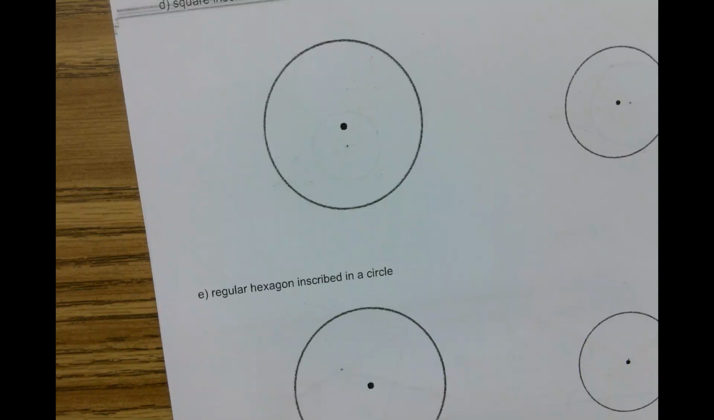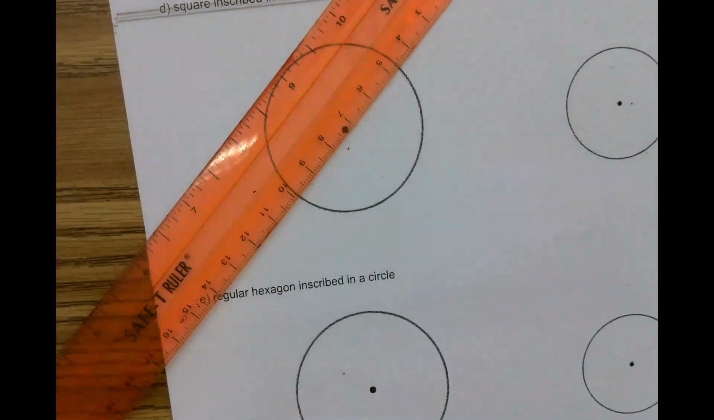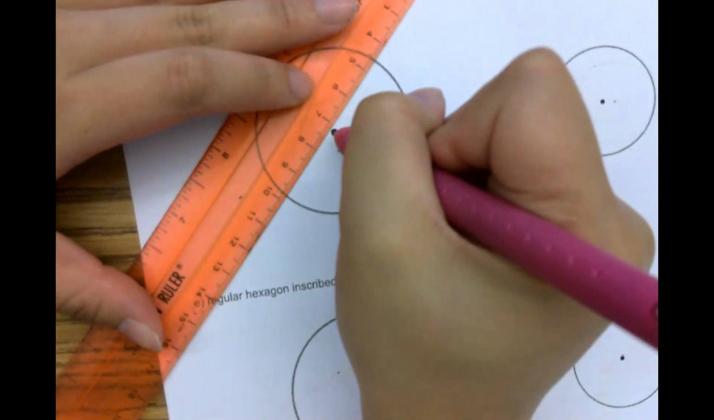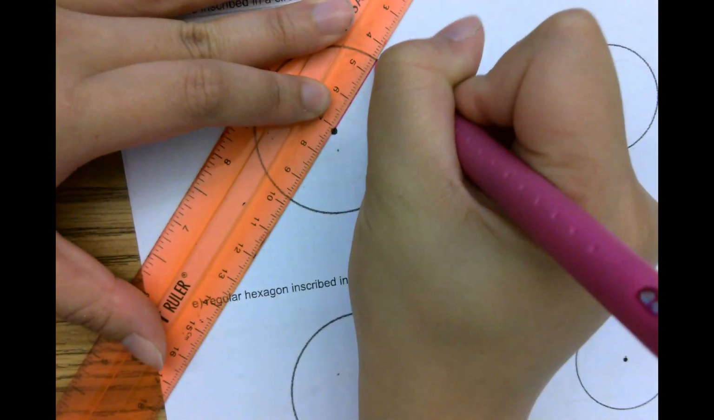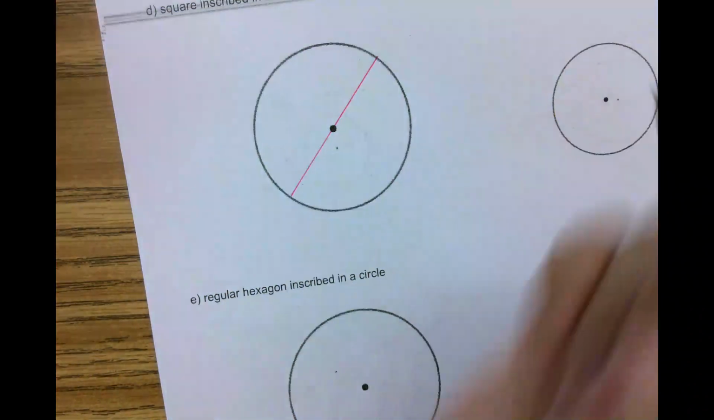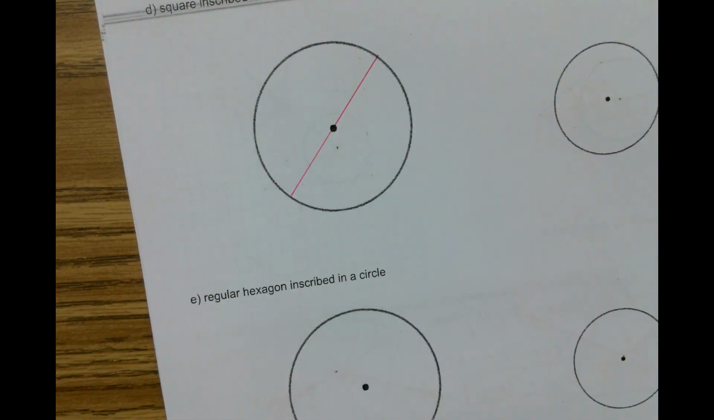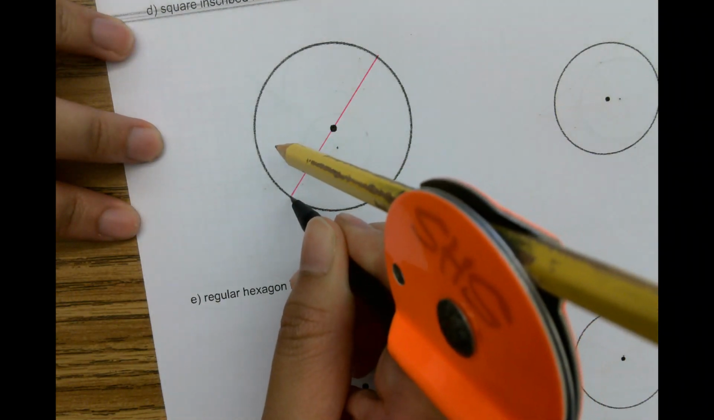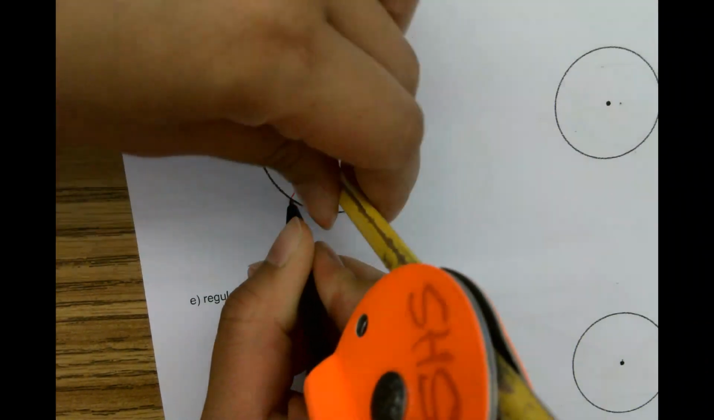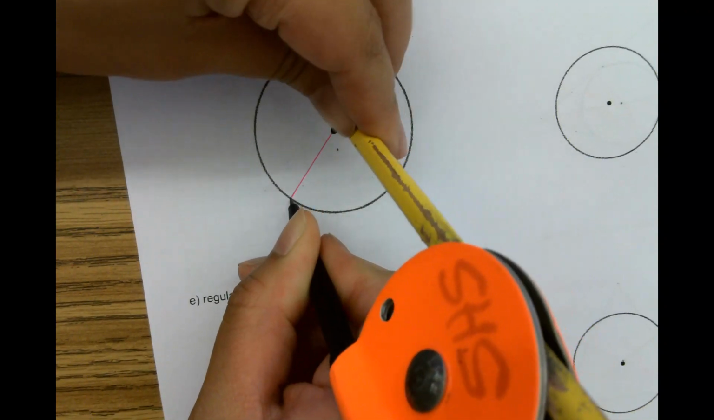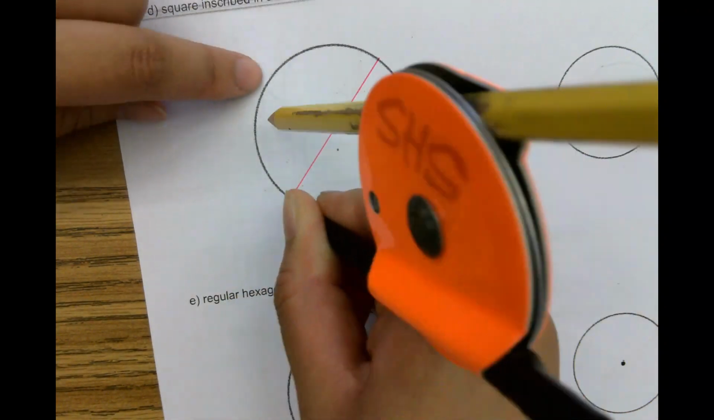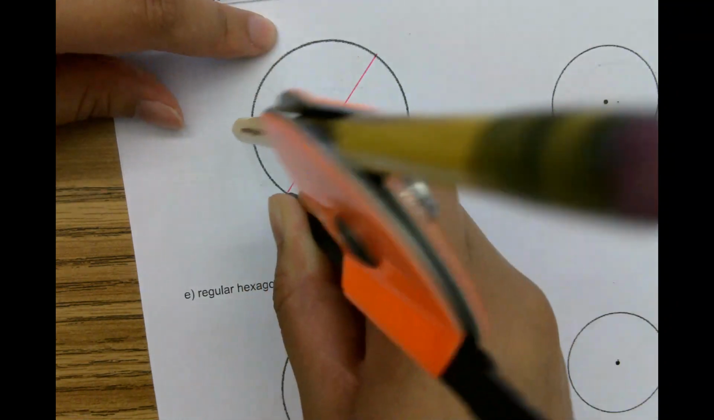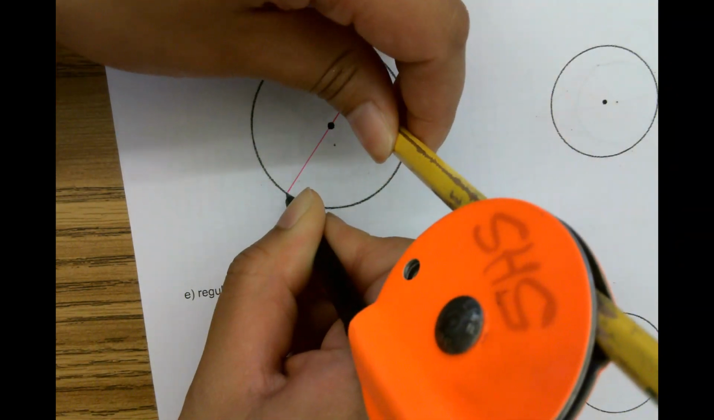Okay. Next one here is a square. How it starts with our square is first we draw a diameter. So diameter, again, by definition should go through our center. And then what we're going to do is a perpendicular bisector for this. So we're going to open slightly more than half. Some of you guys are doing it and it's not looking good. So it should be slightly more than half.